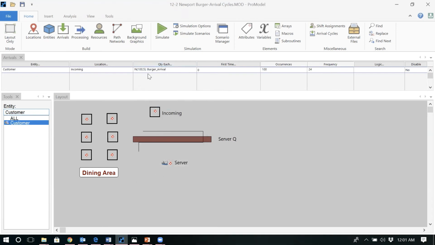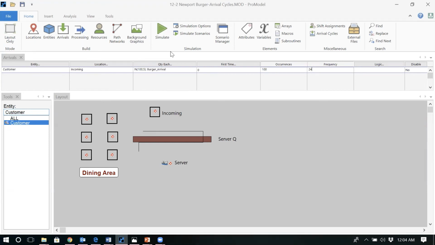So then in the quantity each, this would be the total number of people that I'm going to get in every 24 hours. And then the burger arrival, this is my arrival cycle that is going to be used so that this number of people that are going to come to the system in every 24 hours are not just going to arrive at the start of the 24 hour, all of them together, but they are going to spread across these 24 hours.